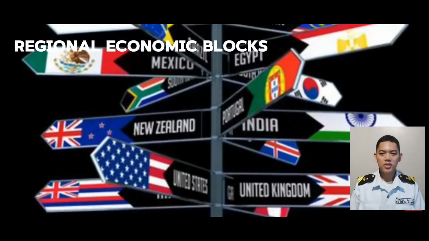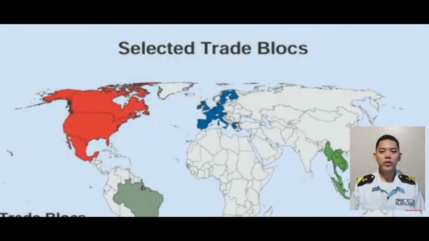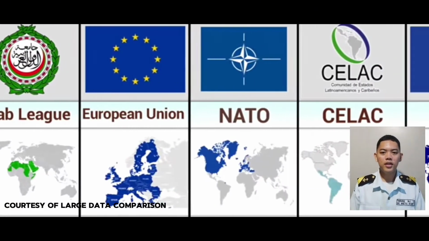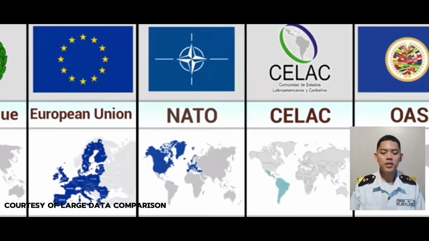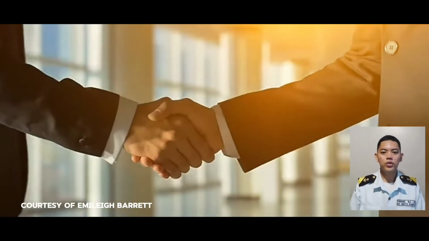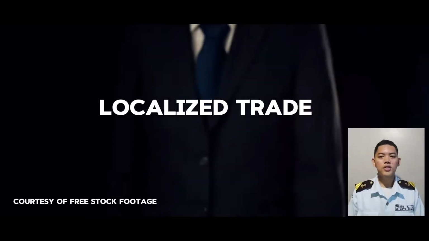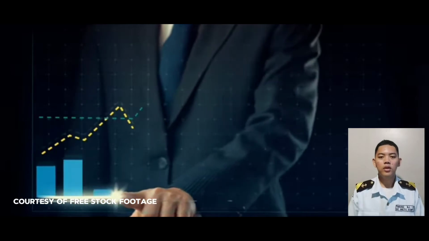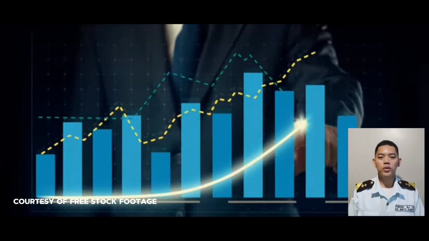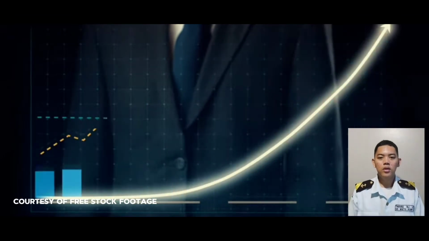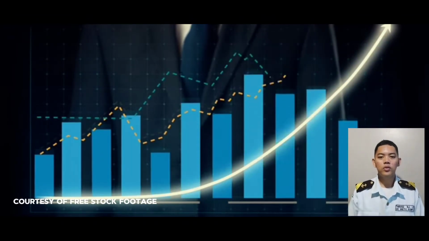Regional economic blocks. Countries within a geographic region form trade alliances or economic communities like the European Union, ASEAN, NAFTA, USMCA, focusing on reducing tariffs and harmonizing regulations within the region. Localized trade. Unlike globalization, which emphasizes global trade, regionalization focuses on increasing trade and cooperation within a specific region. This often leads to stronger regional economies.